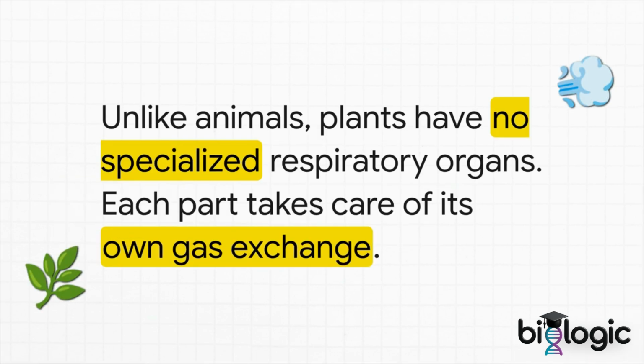And this is a huge difference between us and them. We have lungs. Fish have gills. We have a central spot for breathing. Plants, they don't have anything like that. Their system is totally decentralized. Every living part of the plant is responsible for getting its own oxygen.